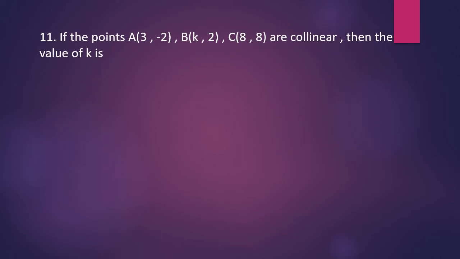The next one will be: if the points A of 3, -2, B of k, 2, C of 8, 8 are collinear, then the value of k is. So these are the 4 options here. We know that 3 points are collinear implies that 3 points lie on a same line. So this is the point A and this is the point B and this is the point C. That indicates that 3 points are collinear. That means there is no triangle, hence there is no area.